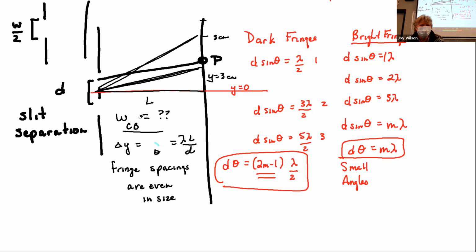So y over L equals tangent of theta. So then we just do y over L equals theta. You may remember that. But we also do from here, d theta equals m lambda. So d equals lambda over theta, and y is going to be L theta. You can substitute between these two depending on whether you want the wavelength or the angle. It's the same math we did last time.